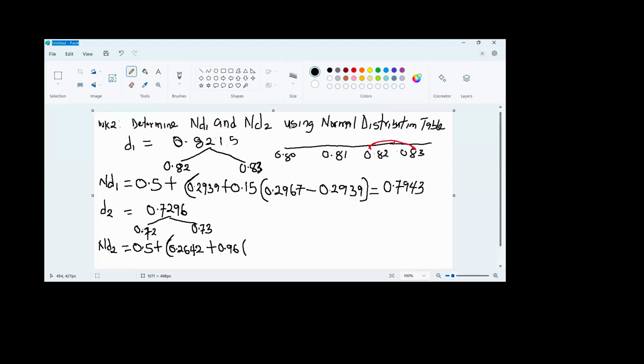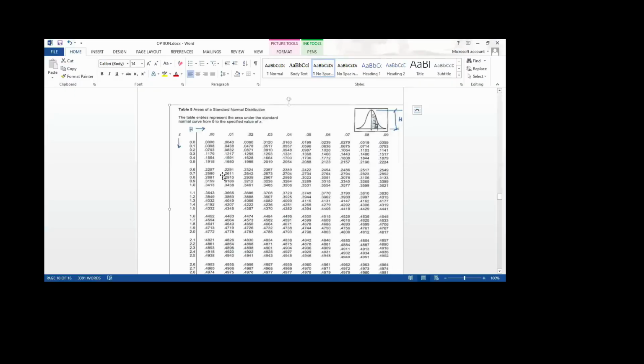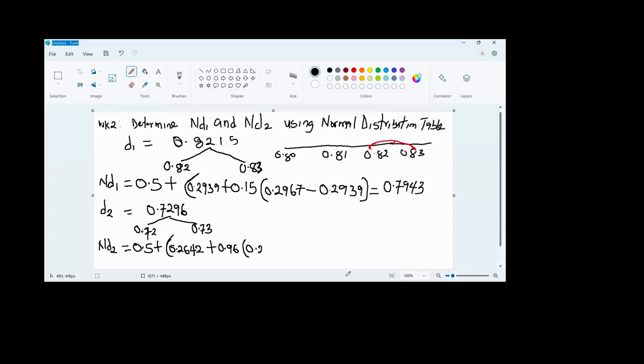Open another bracket. Now go check 0.7 under 3. I will now trace it to 3. That will give me 0.2673. Then minus what you get in the lower band, minus 0.2642. Please, what is your ND2? Normal distribution log of D2.